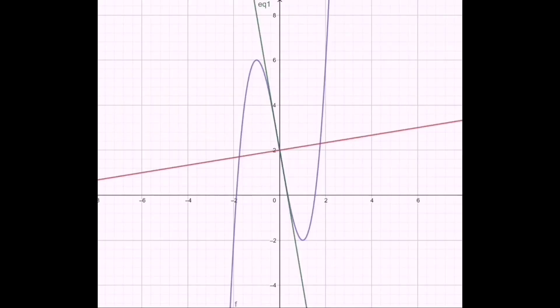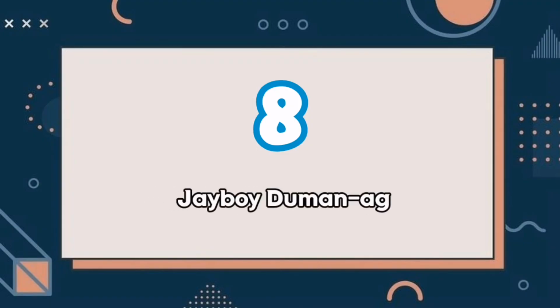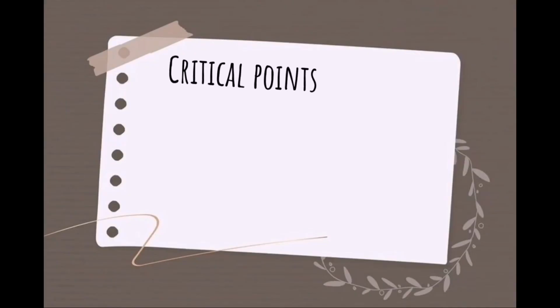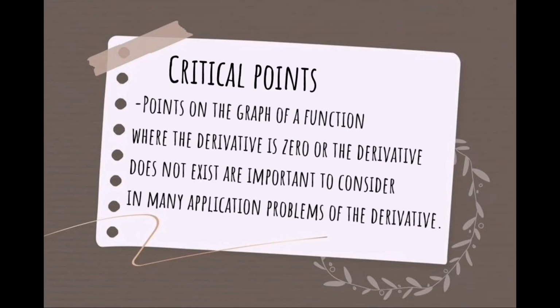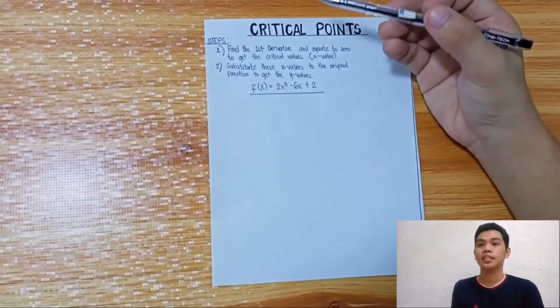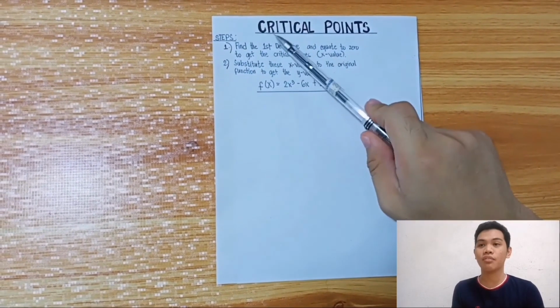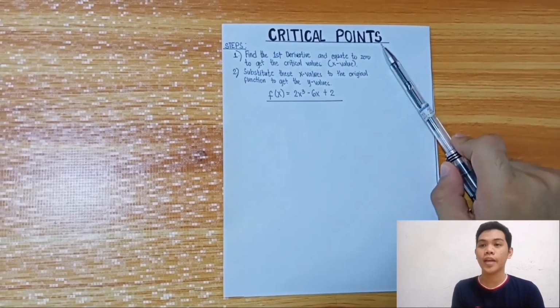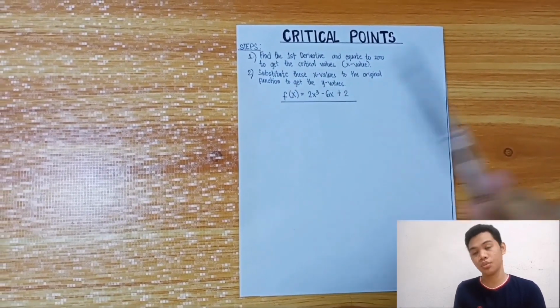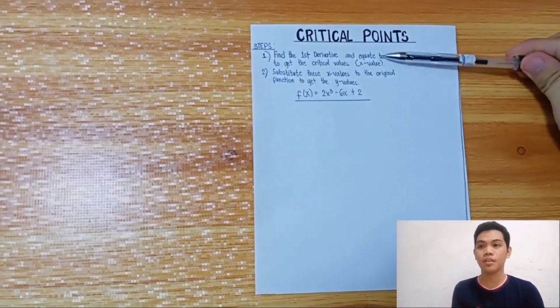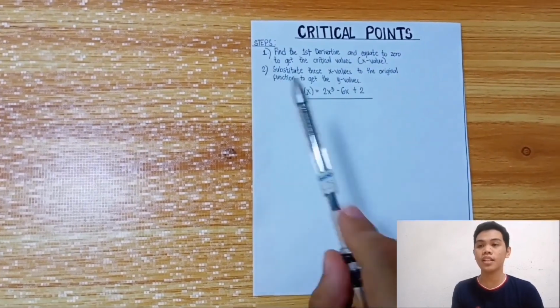And as you can see in the graph, the green colored line is our tangent line and the red colored line is our normal line. Now finding the critical points of the function. So we have the function here which is used in the first videos. So these are the steps in finding the critical points.